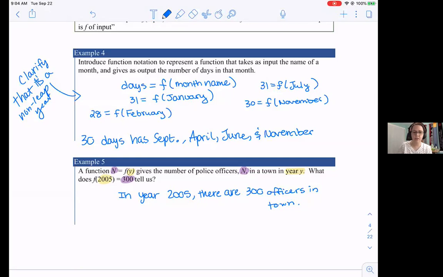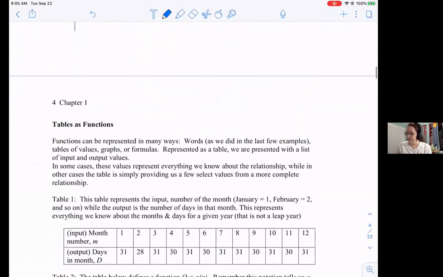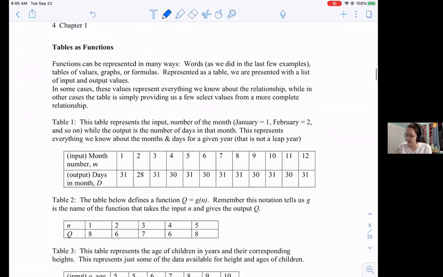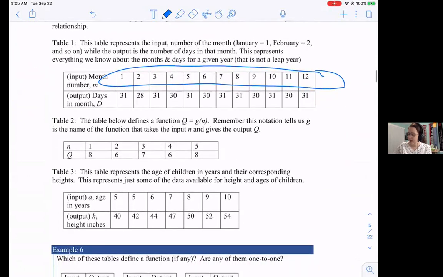All right, so any questions about example number 4 or 5? Okay. Tables as a function. So we know a table is a function if it does not have a repeating input. So we look at their example here. You see how none of the inputs repeat. They all have an output that goes with them. A non-example here, this is a non-function because our input has a repeating value of 5.